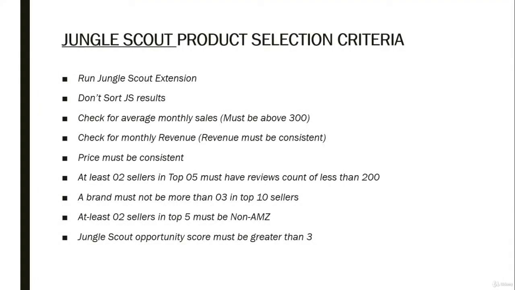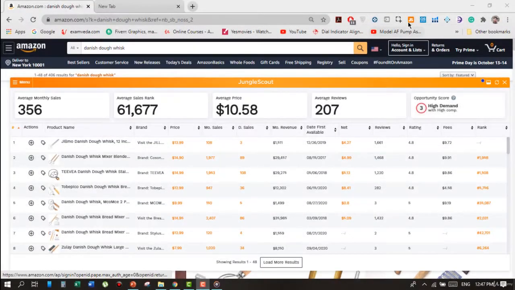Let's get started with the Jungle Scout Chrome extension. Jungle Scout plays an important role in analyzing product data. After analyzing the main keyword from the listing title, paste the keyword in the Amazon search bar. Let's type Danish dough whisks and run JS on it.